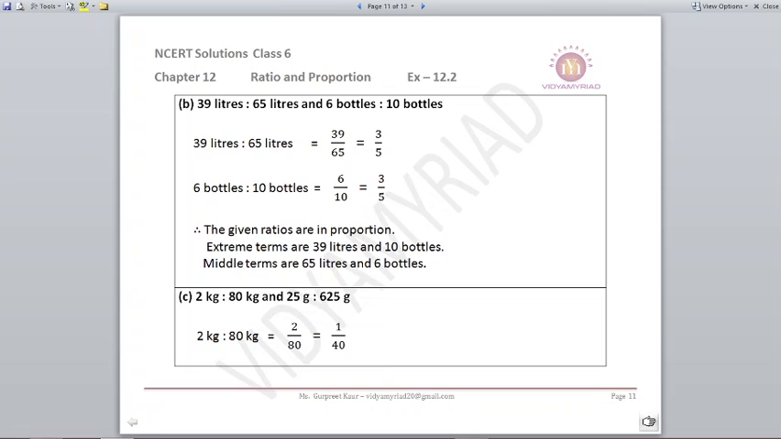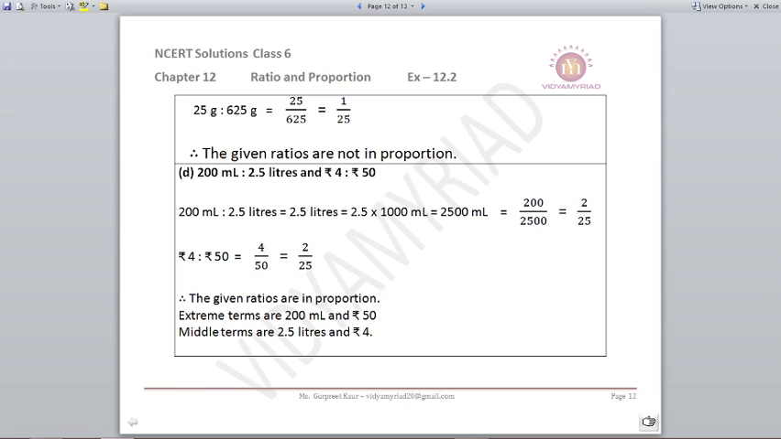Next, 39 liters is to 65 liters. Let's find the ratio. It comes to 3/5. 6 bottles is to 10 bottles, 6/10 again comes to 3/5. They are both in the same ratio, so in proportion. The extreme terms are 39 liters and 10 bottles, and the middle terms are 65 liters and 6 bottles. C part, 2 kg is to 80 kg. That means 2/80, the ratio is 1/40. 25 grams is to 625 grams, so the ratio comes to 1/25. The given ratios are not in proportion, so we will not write their extreme values and middle terms.